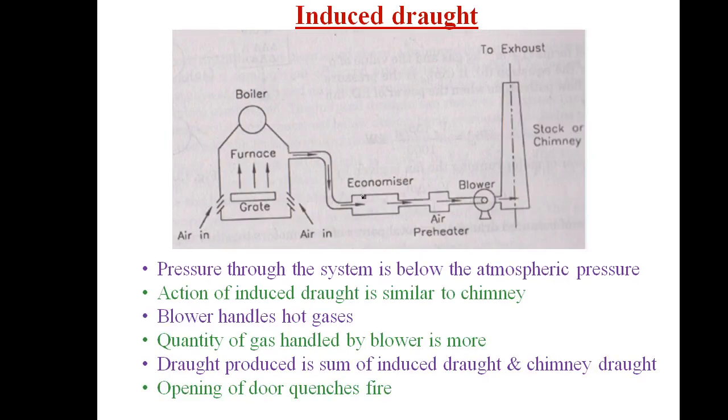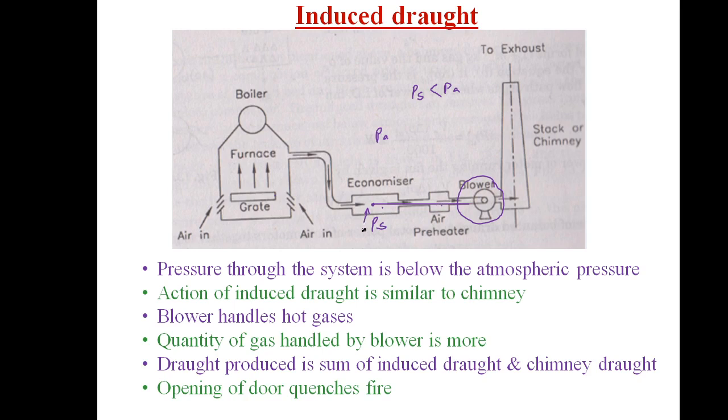Then, in the case of induced draught, it is the reverse of forced draught. Here the blower is placed at the end, before the chimney, and its function is to suck the flue gases passing through the economizer, air preheater and combustion chamber. So it creates suction. Therefore the pressure in the system is below atmospheric pressure. Say atmospheric pressure is PA and the pressure in the system is PS. PS is less than PA, and this acts similar to natural draught.